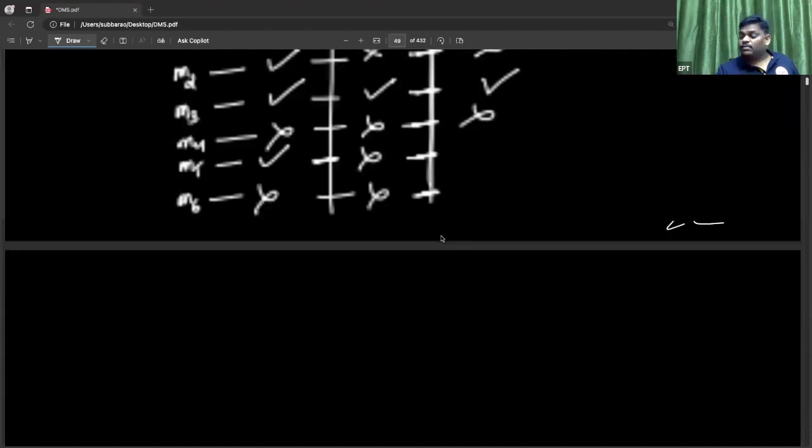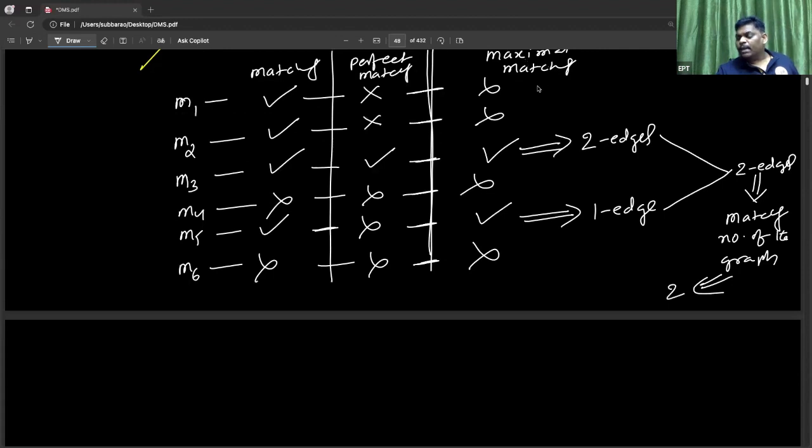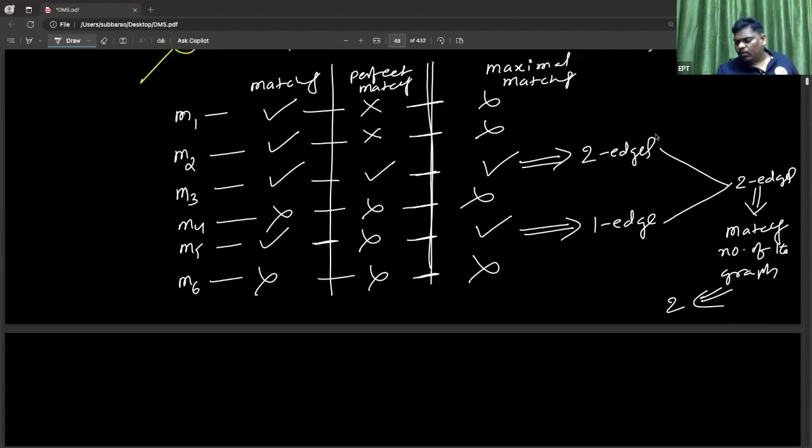So the matching number of the graph is 2. You may ask, sir, why should I take the maximum? The name itself says maximal. Why did I try for maximal? I want to take the maximum at the end. Out of all maximal matchings, the one which contains more edges, that is the matching number of the graph.